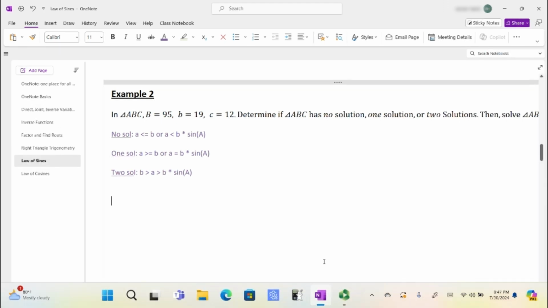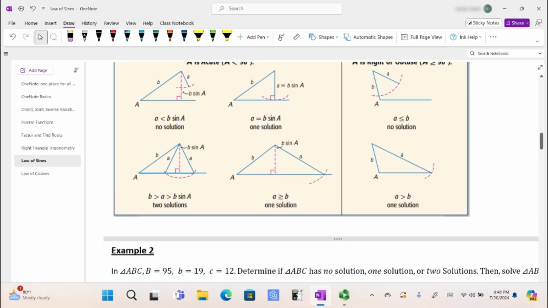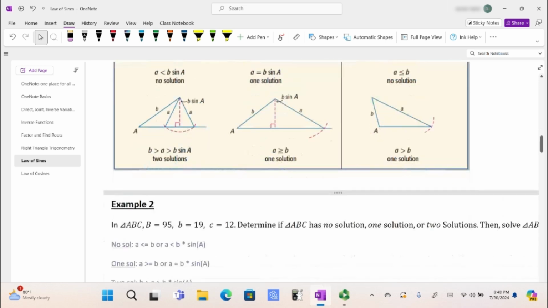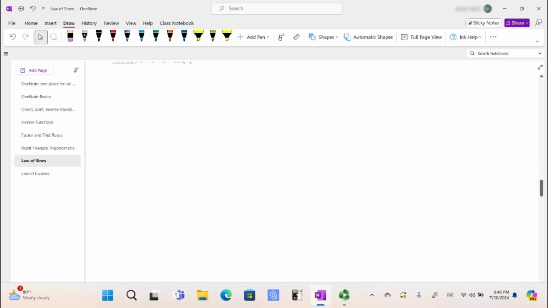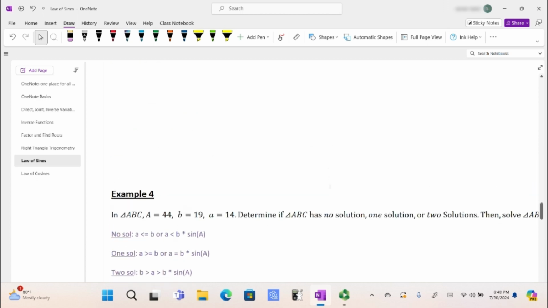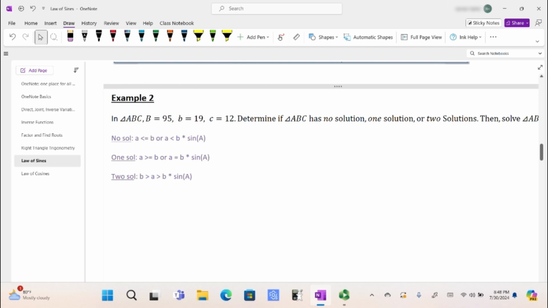All right, so for a problem like this, what I've done here is that I've made a little chart, or little box like this. This is copying basically the information from the bigger box, the key concept that was above. I've made it for each of the conditions, whether it's one, no, or two solutions, and these are all in the three examples that we will be looking at next. So let's look at this example in a triangle ABC. We have angle B is 95, b is 19, and c is 12.